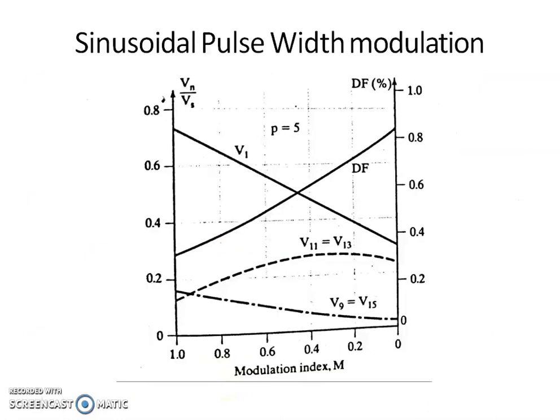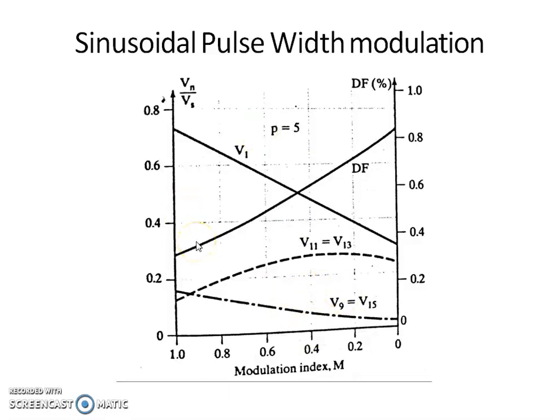This is the harmonic profile of sinusoidal pulse width modulation where the number of pulses per half cycle is equal to 5. The distortion factor is significantly reduced compared with that of multiple pulse width modulation. This type of modulation eliminates all harmonics less than or equal to 2p minus 1. For p equal to 5, the lowest order harmonic is the 9th harmonic.